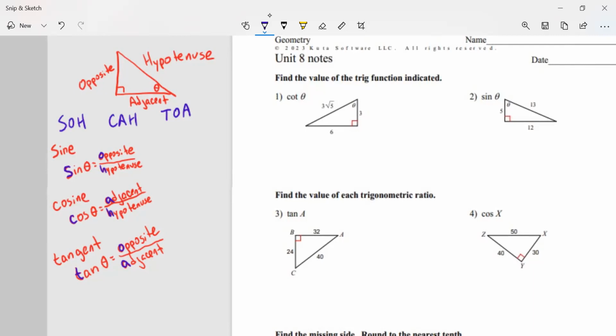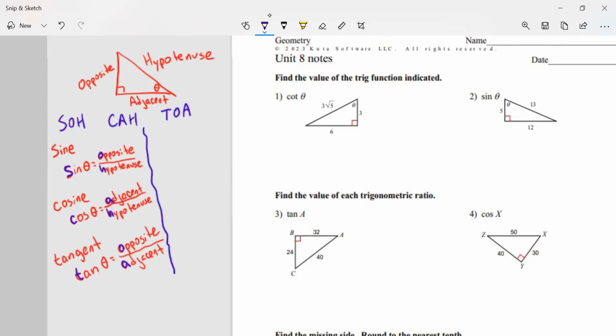Cosine, as you guys notice, is adjacent over hypotenuse. CAH. So cosine is adjacent over hypotenuse. And lastly, tangent, opposite over adjacent. SOH CAH TOA is going to help you guys with these three ratios.